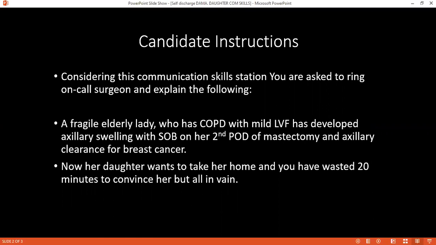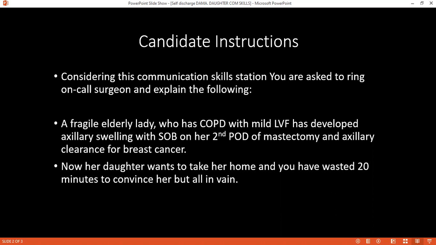You summarize the case, please. Okay. I have a frail elderly lady who has undergone mastectomy with axillary clearance. Now she is on the second post-operative day. Also, she has a history of COPD with mild ventricular failure.